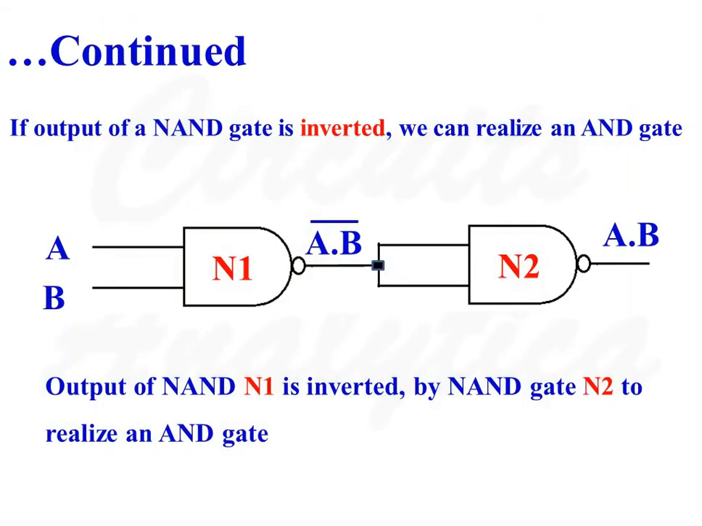So here there are 2 NAND gates N1 and N2. The output of NAND gate N1 is equal to the complement of A and B. So the output of NAND gate N1 is fed to a second NAND gate whose both inputs are shorted. So the output of the second NAND gate is equal to A and B, as the second NAND gate N2 acts as an inverter.